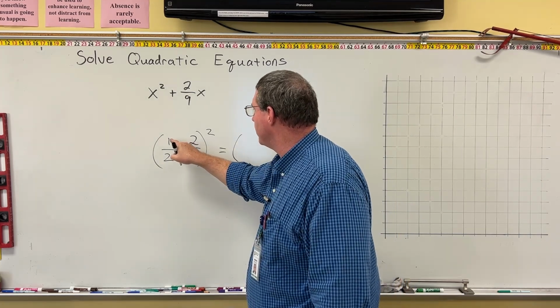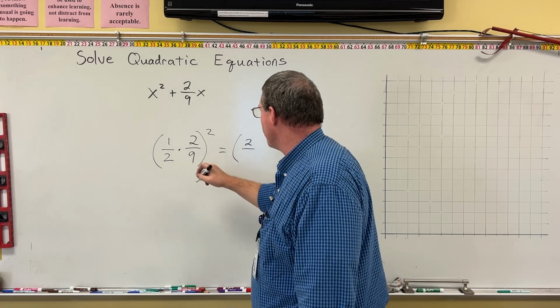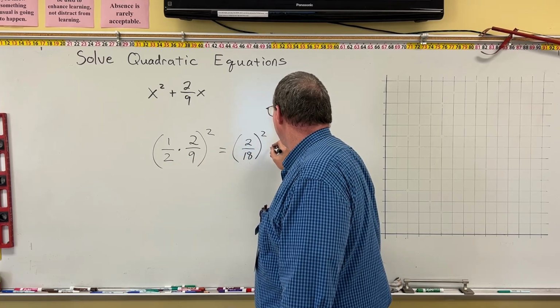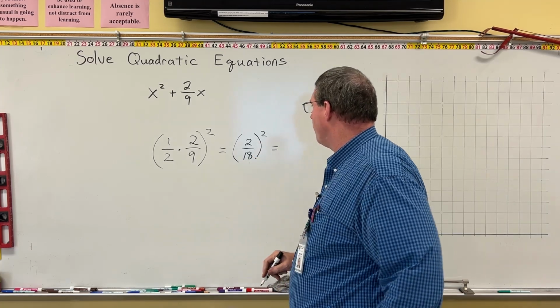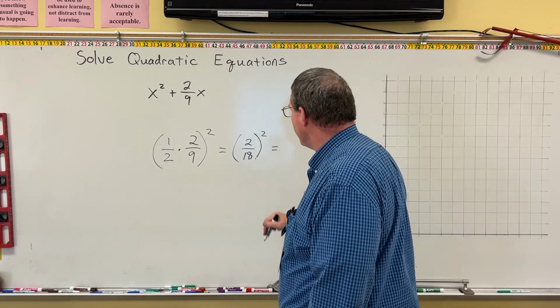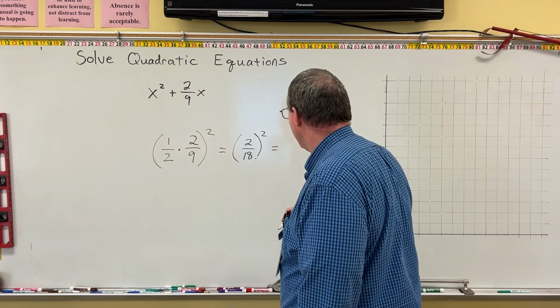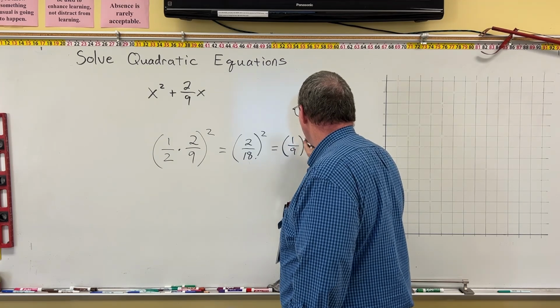Well, to multiply, I just go across. 1 times 2 is 2. 2 times 9 is 18. And then we square it. But I do want to point out here that we can reduce 2 over 18 to 1/9. 2 divided by 2 is 1, and 18 divided by 2 is 9. And that becomes 1/9 squared.